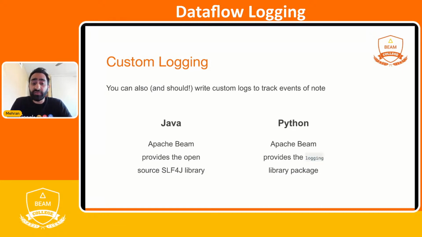And you also have the ability to write your own custom logs. You should write custom logs for specific events that are interesting to you. In Java, we provide the SLF4J simple logging facade for Java library, which is provided out of the box for Beam. We also support a few other libraries that I'll ask you to look at the documentation for. Python also includes the logging library package. All you need to do is an import statement to enable that.